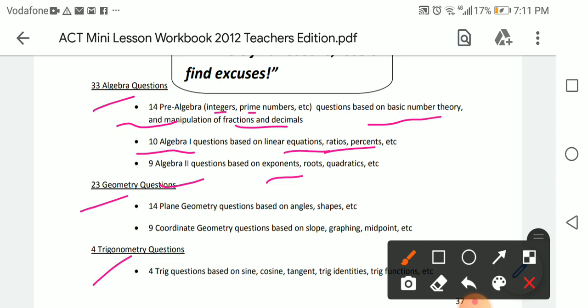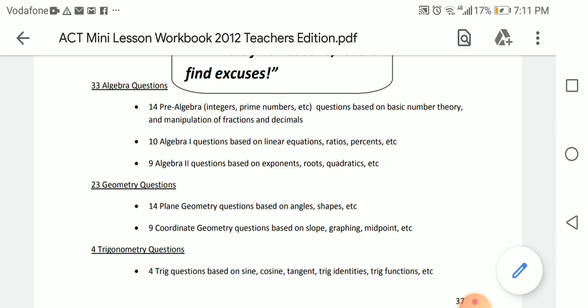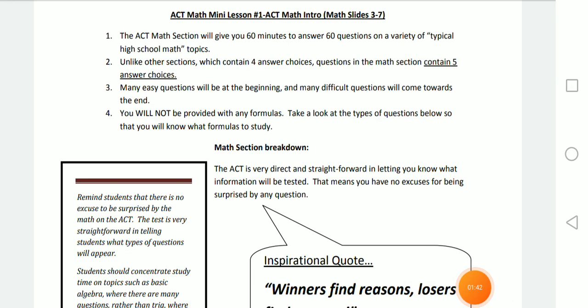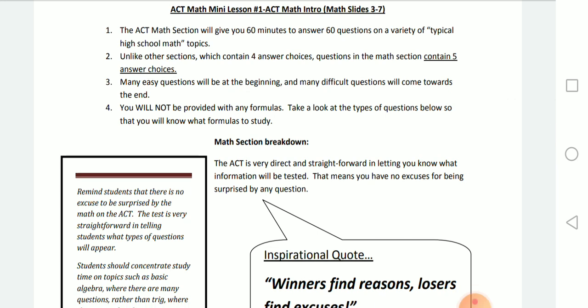And I have 23 geometry questions: 14 plane geometry questions based on angles and shapes and so on, and 9 coordinate geometry questions based on slope, graphing, and midpoint. I also have 4 trig questions based on sine, cosine, trig identities, and so on. Now we know the questions that are coming on the exam. Remember, the ACT math section will give you 60 minutes to answer 60 questions. So it's easy to predict what questions are coming and what sections are coming.